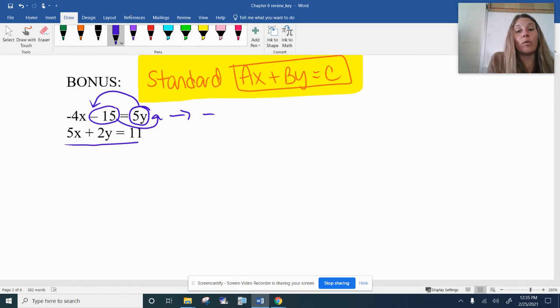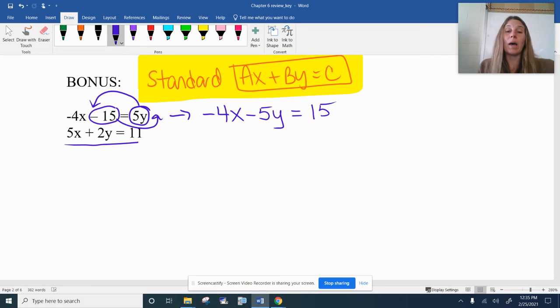So the negative 4x is going to stay where it is because it's on the left where I want it. But when I move my 5y over, it's going to have to become a minus 5y. Then the negative 15, when I move that over to the right where I want it, it's going to become a positive 15. The second equation was already in standard form, so I'm just going to recopy it.